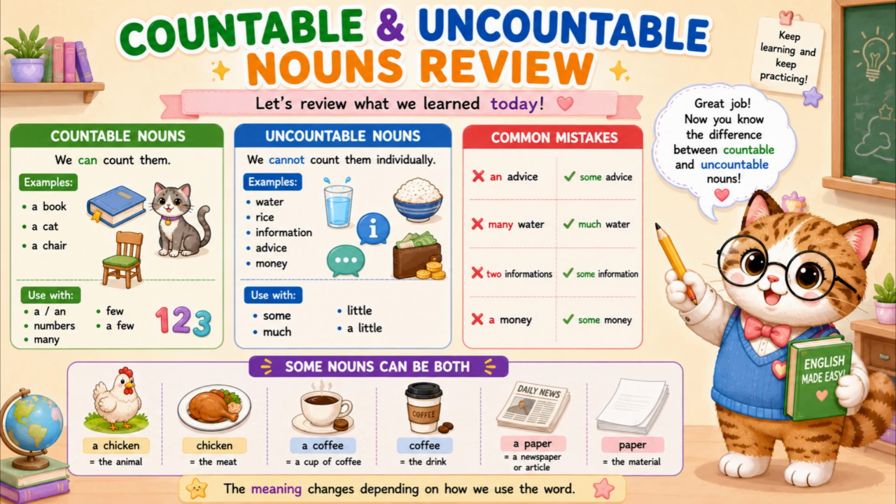Countable nouns are often used with a or an, numbers, many, few, and a few. Uncountable nouns are often used with some, much, little, and a little. Be careful with common mistakes such as an advice, many water, two informations, and a money.